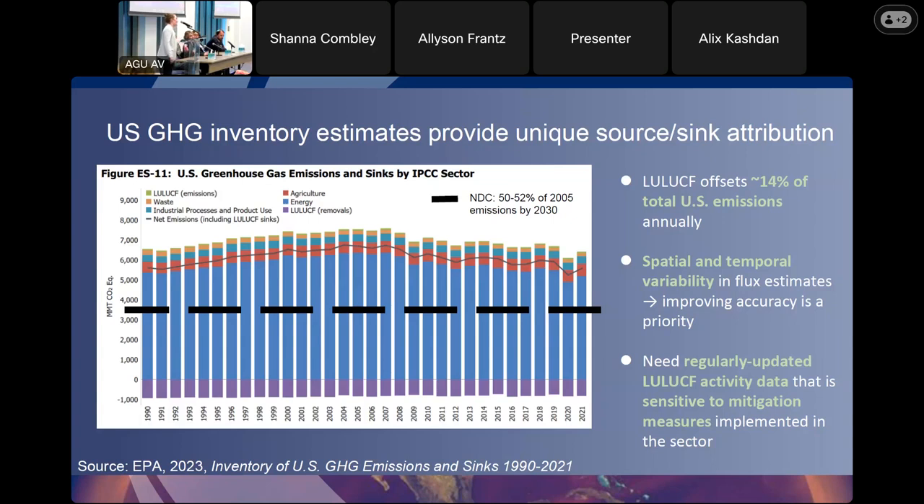To constrain the uncertainty and also improve the accuracy of these estimates, we need regularly updated LULUCF activity data, where we want to reduce the latency between when the data is collected and when it's available to be included in the inventory. And we want to improve the temporal and spatial resolution of that data as well. Next slide.